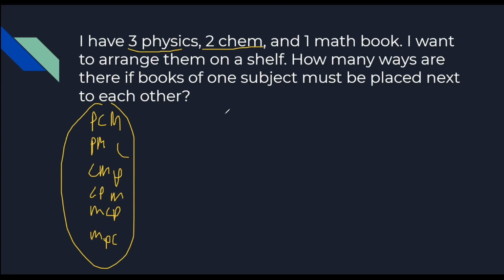Four or six, I mean. Yeah, 6 ways to order 3 physics books, right? And we have 6 ways to order the different subjects on the shelf. How about 2 chem books? Two. And how about 1 math book? One. So what do you think the final answer is? 72. 72. Exactly. Okay, good job.